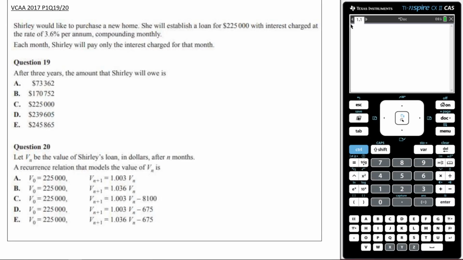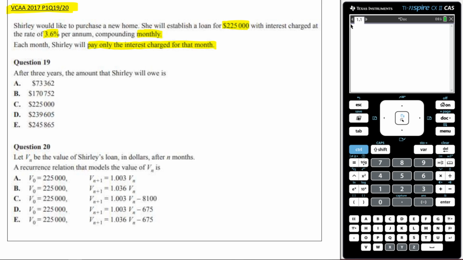All right, let us answer this question before us. It is taken from VCAA 2017, Paper 1, Question 19. Shirley would like to purchase a new home. She will establish a loan for $225,000 with an interest charge at a rate of 3.6% per annum, compounding monthly. Each month, Shirley will pay only the interest charge for that month.